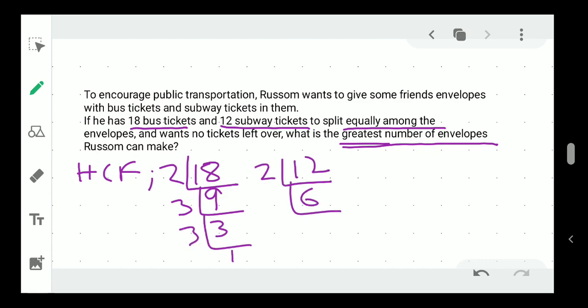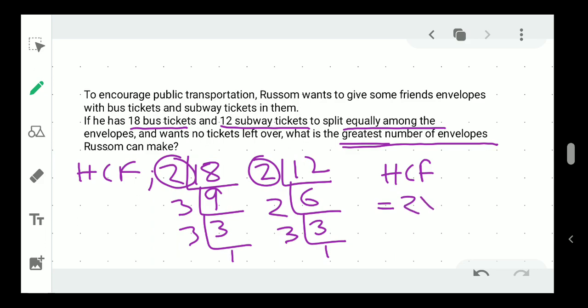So remember, arrangement means HCF, and coming to the same number means LCM. Okay, it's a simple trick to understand. Achha, so how much will the HCF be? You can see this 2 and this 2 are common, so one 2 will come. This 3 and this 3 are common, so one 3 comes, and nothing else is there. So 6. That means Abraham can make 6 envelopes at most, so that in every envelope there is an equal number of subway tickets and bus tickets.